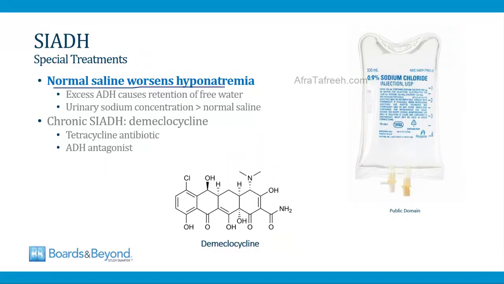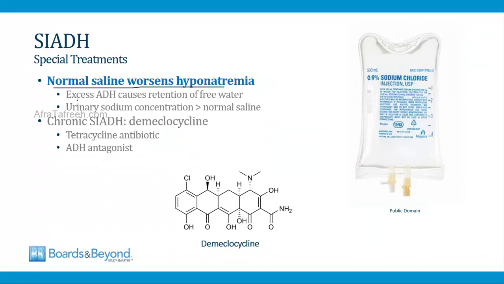So many patients have hyponatremia from volume depletion, and when you give those patients normal saline, you correct the volume depletion and the hyponatremia gets better. So because we see normal saline fixing hyponatremia all the time, it's logical to think that it would also correct the hyponatremia of SIADH, but this is not correct.